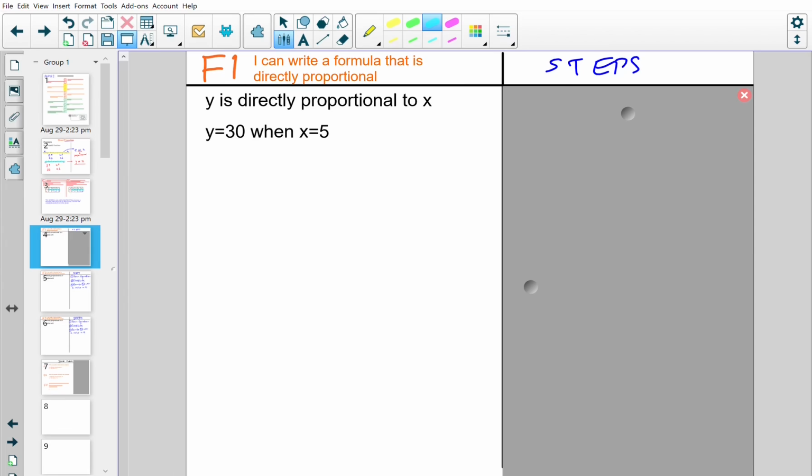Moving on to an example, F1. Y is directly proportional to X. First thing that I could do here is write Y is directly proportional to X. Now look very carefully at the next step that I do. I keep the Y the same, I keep the X the same. I replace the proportional symbol with equals K. This is my first step. Let's call it step 1.